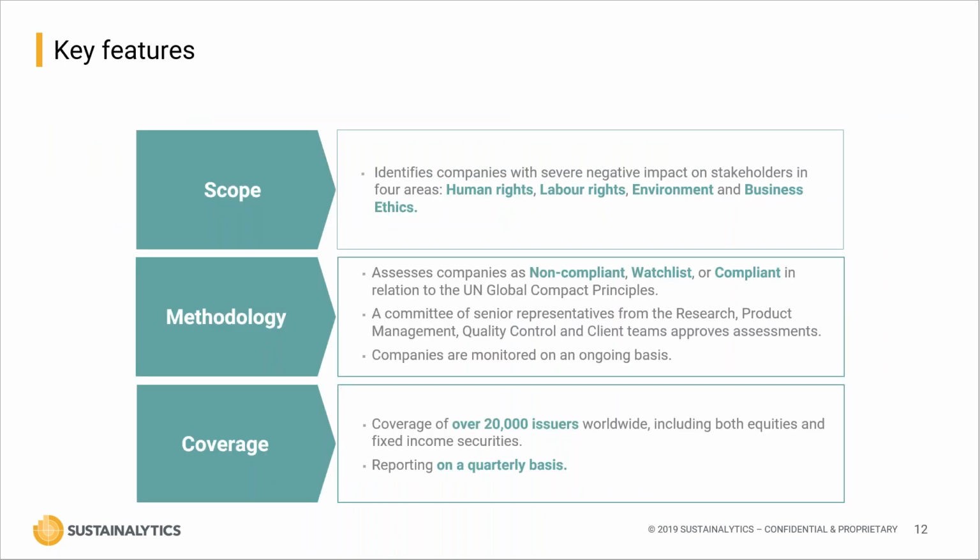And if we quickly look at some of the key features of the screening, which also affect the engagement, the scope looks at 4 areas: human rights, labor rights, environment, and business ethics. It assesses companies on 3 levels: either compliant, watch listed, or non-compliant. If there has been an incident and the company moves from compliant to either watch list or non-compliant, there is always a committee of senior representatives within the Sustainalytics organization that approves these assessments and quality assures them. Companies are also monitored on an ongoing basis, but reported on a quarterly basis. And as with the engagement service, we cover the same number of issuers.